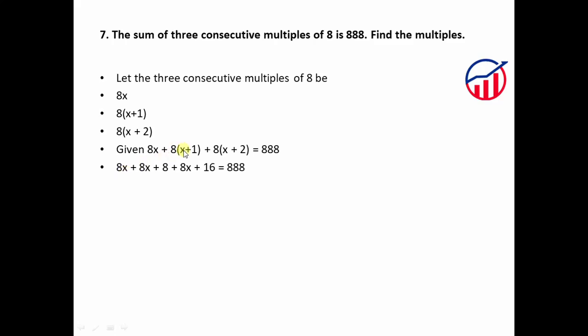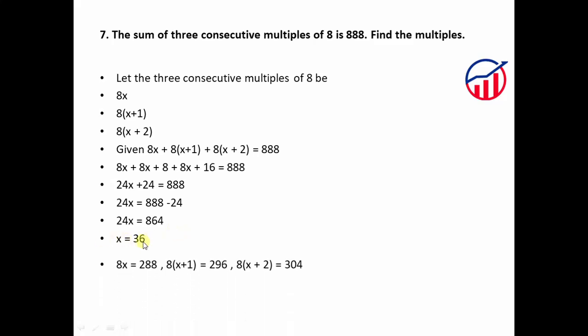So 8x plus 8 into x is what? 8x. 8 ones are 8 over here. Then you have again 8 into x is 8x, and 8 twos are 16, equal to 888 over here. So 8x, 8x, 8x, you get what? 24x plus 16 plus 8 is 24, equal to 888. So 24x is 888 minus 24. 24x is 864. Hence x is equal to 36. The 24 divides 864 36 times. So the value of x is 36. So what is 8x? 8x is 288.